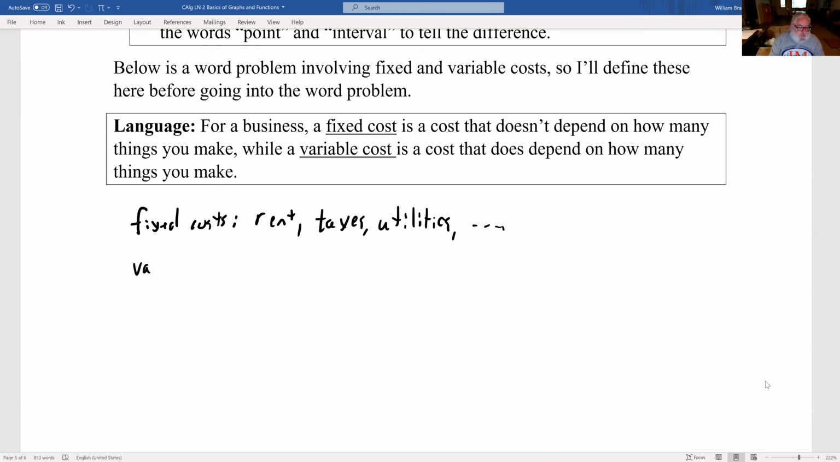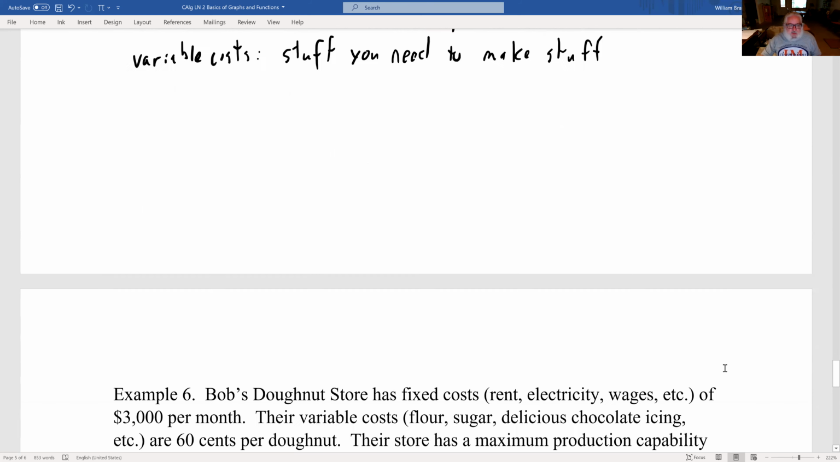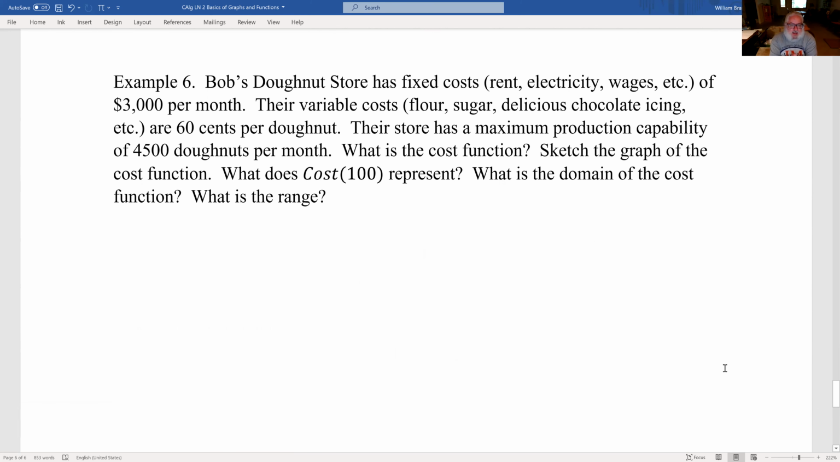Variable costs depend on what you're making. Often variable costs are stuff that you have to buy to make stuff. So if you're in construction and you're building a little house, wood is a variable cost. If you're building a little house, you don't need to use too much wood. If you're building a big house, you need a lot of wood, so your costs will vary depending on how much wood you use.